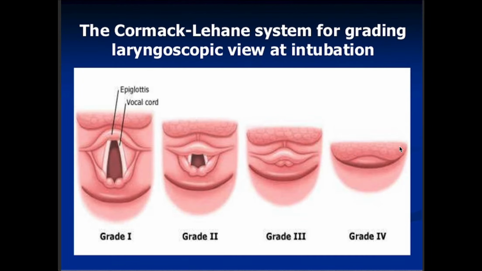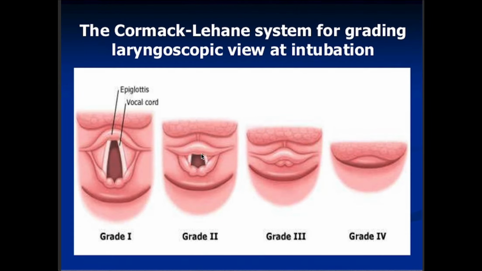Over on the extreme, in a grade 4 airway, all you really see is the base of the tongue. You don't see any arytenoids. You certainly don't see any vocal cords. Really, it's a terrible view because you can't tell where the esophagus is and where the vocal cords are. In between, you have a grade 2 and a grade 3.